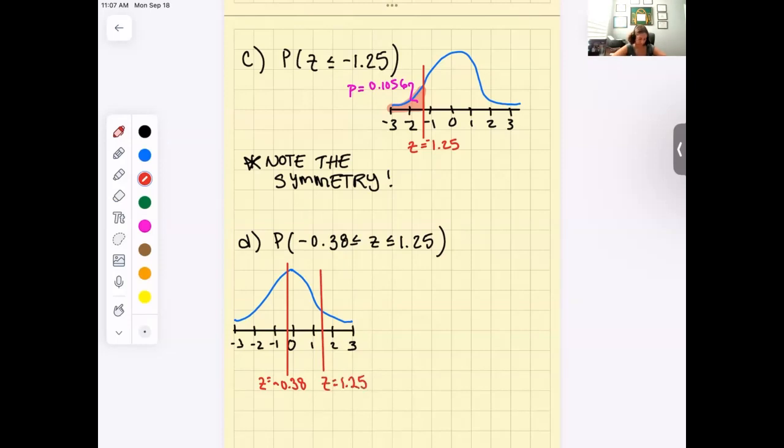Then what? You gotta shade the middle. Shade the middle. So we're looking, whoops, we're looking for this probability. Look back at your notes. How do we do it? Probability of 1.25 minus probability of negative 0.38.